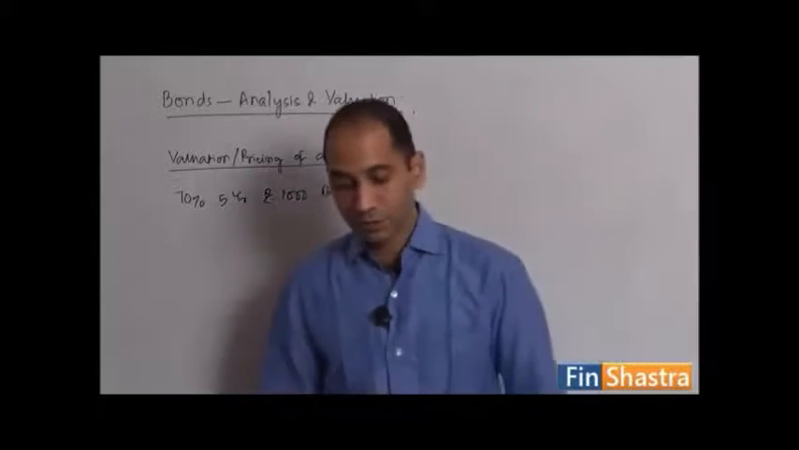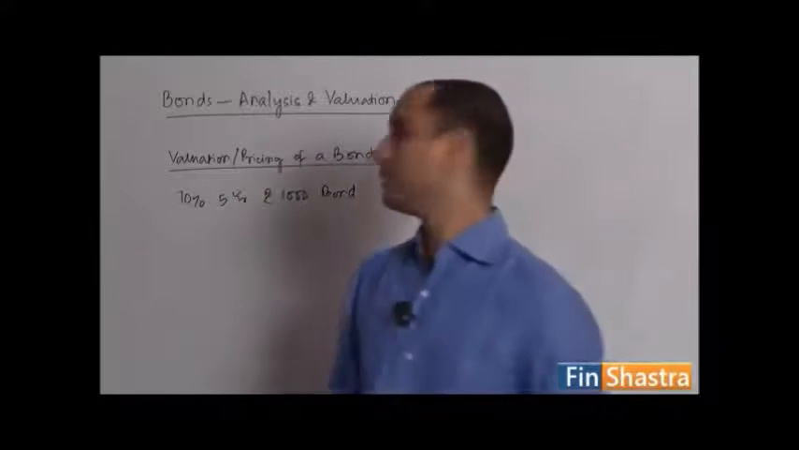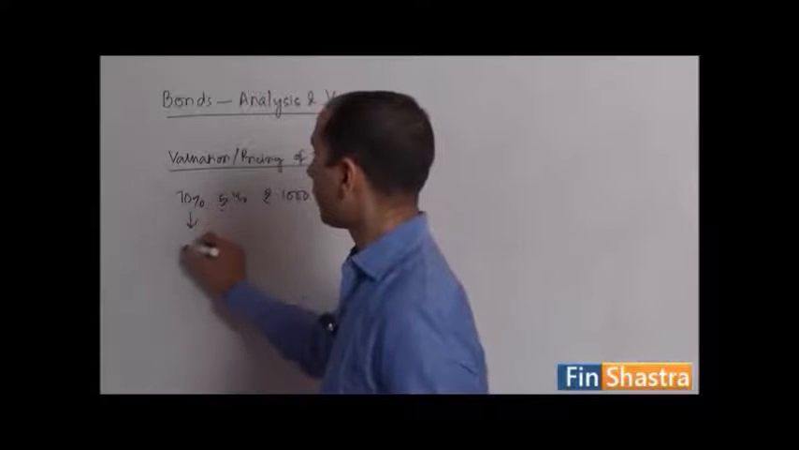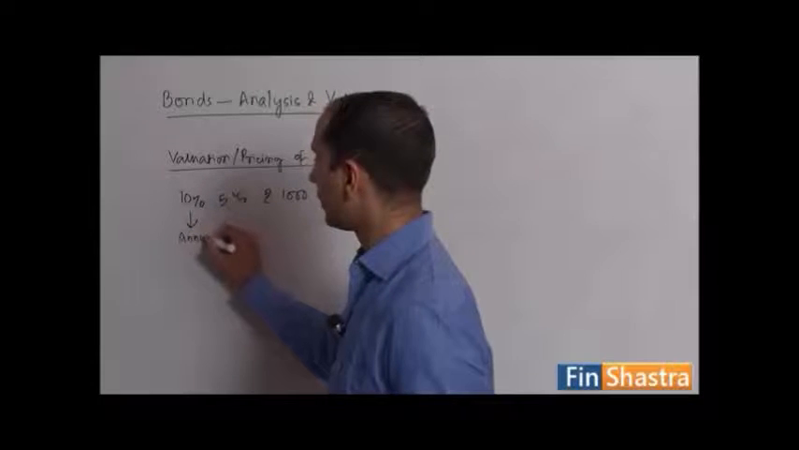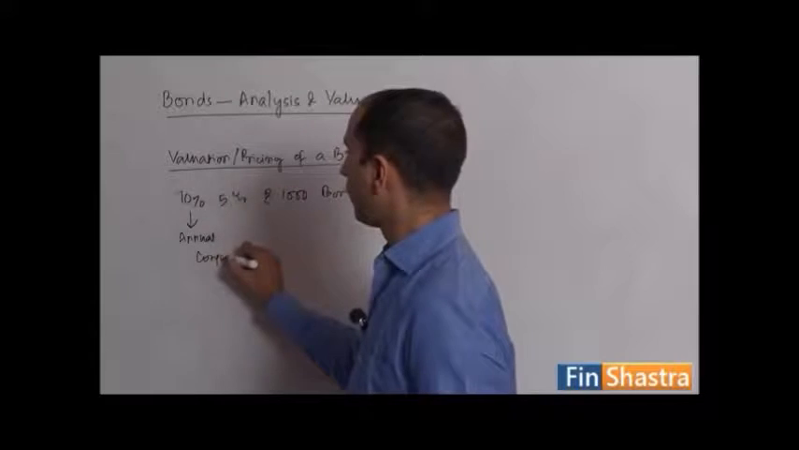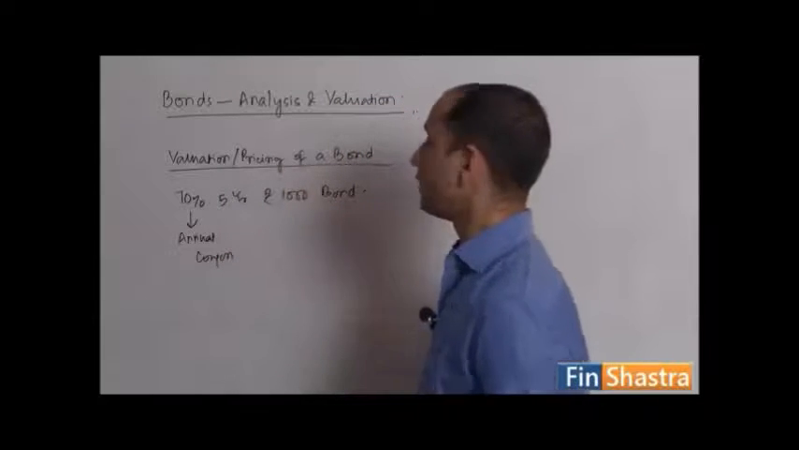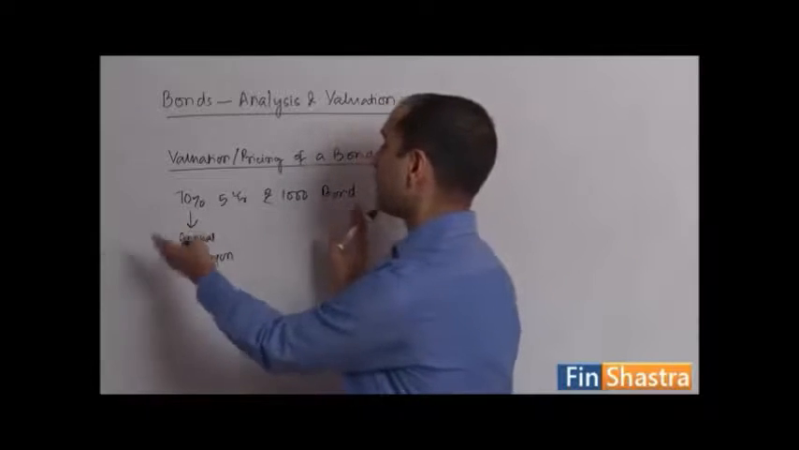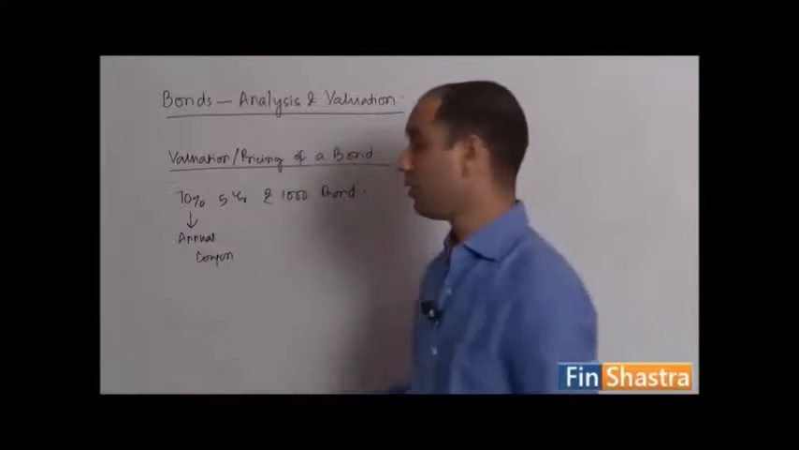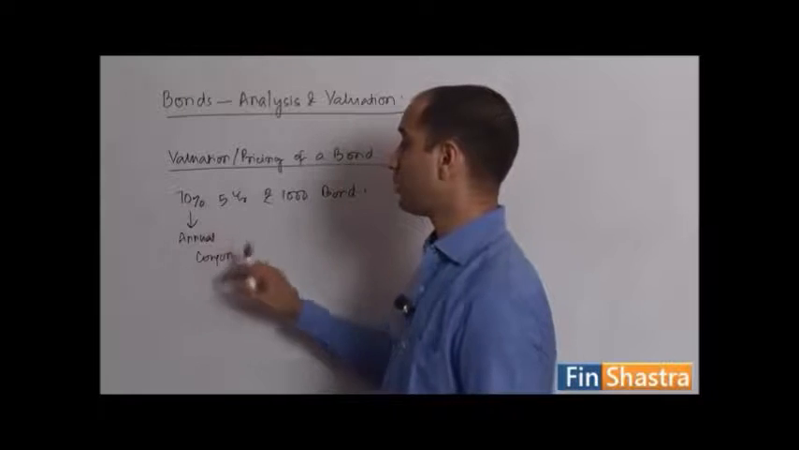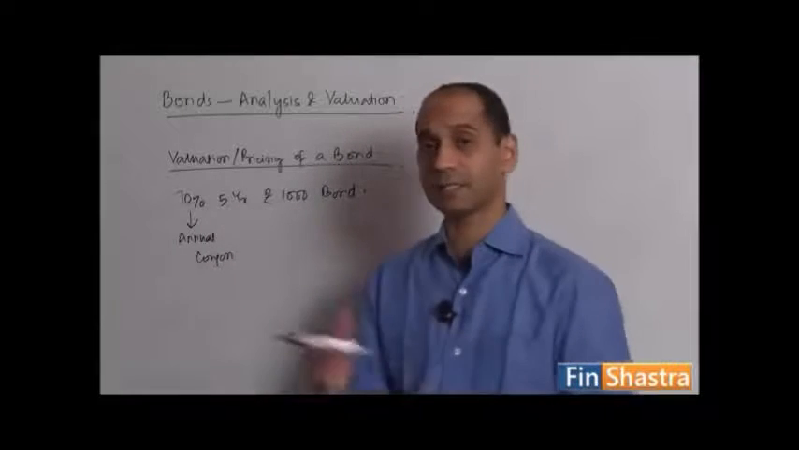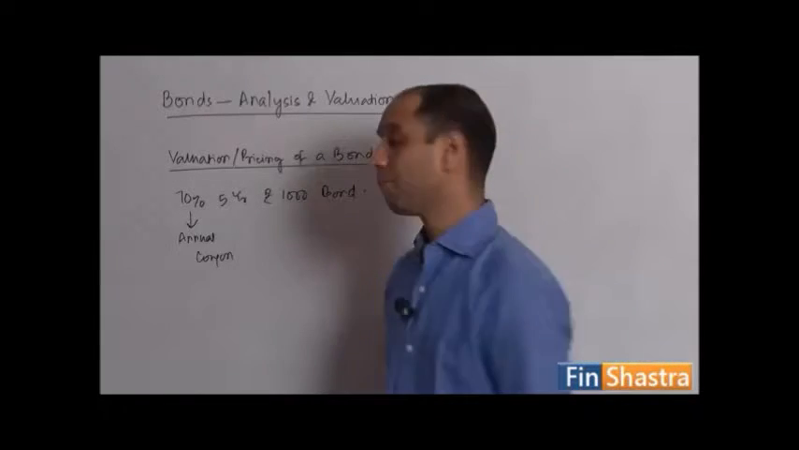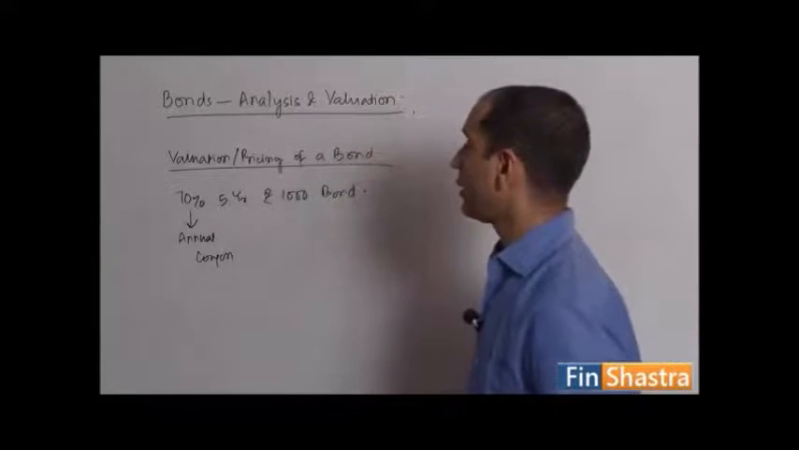So let us understand. It's a 10% rupees 1000 5-year bond. So 10% indicates the annual coupon, 5-year is the maturity, and rupees 1000 is the face value. So at times when a short description is given as such, you should be quick enough to interpret that 10% is the coupon, 5-year is the maturity, that's the time left for maturity, and rupees 1000 happens to be the face value. Now, what will it result in terms of cash flow?